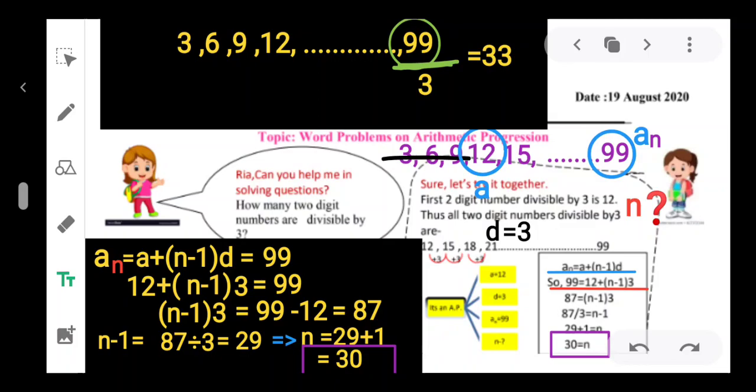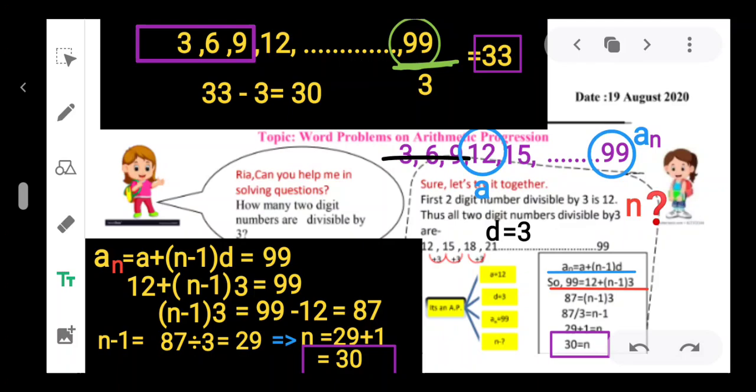But we have to find only two-digit numbers. Then leave 3, 6, 9. It means 3 numbers we don't want. Therefore, 33 minus 3, 30. So we can find it in this way quickly. This is the shortcut method. You can do both ways. Both are correct. But we have to write something. We have to find two-digit numbers. Total number 33. Therefore, the answer required is 33 minus 3 is equal to 30. Okay.